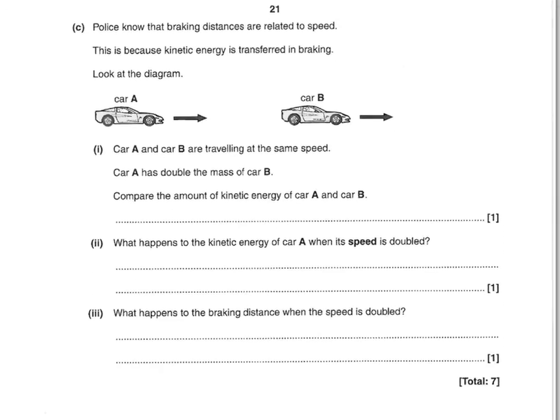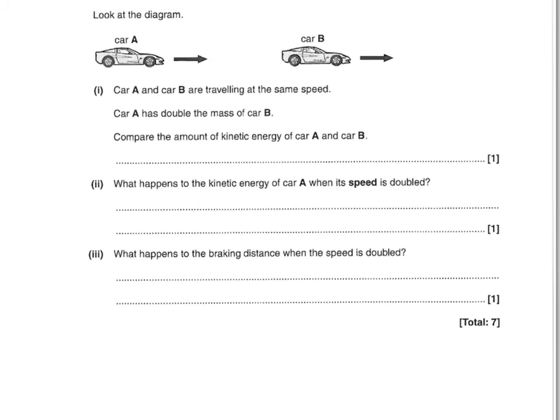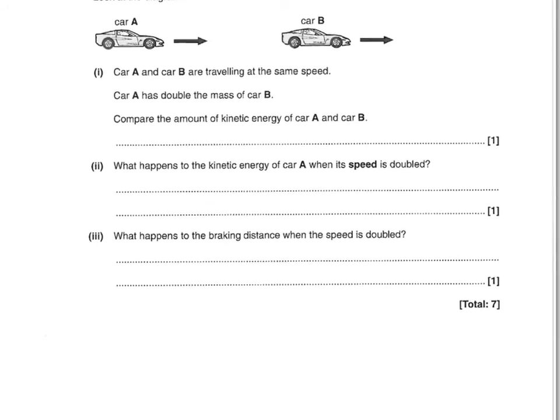And then what happens to the kinetic energy of car A when its speed is doubled? Remember, when we double the speed, the kinetic energy quadruples. So to get the mark here, you have to put quadruples. What happens to the braking distance when the speed is doubled? Again, the braking distance quadruples as well. So to get this mark here, just put quadruples there.